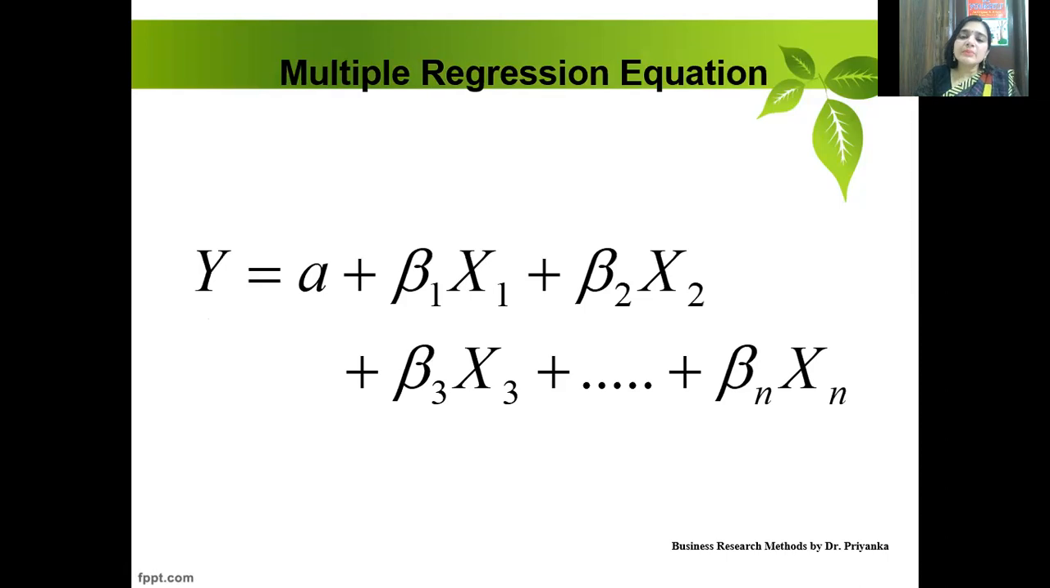This would be the equation for multiple regression analysis. Here y is equal to a plus beta 1 x1 plus beta 2 x2 plus beta 3 x3 plus up to beta n xn. N can be 2, 3, 4, 5, anything, right? Till now, in case of bivariate regression, we were using this particular formula: y is equal to a plus bx, because we had just one independent variable and one dependent variable. Now we have multiple independent variables, so we have taken x1 for the first independent variable, x2 for the second independent variable, and up to xn for the nth independent variable, and bn are their coefficients.